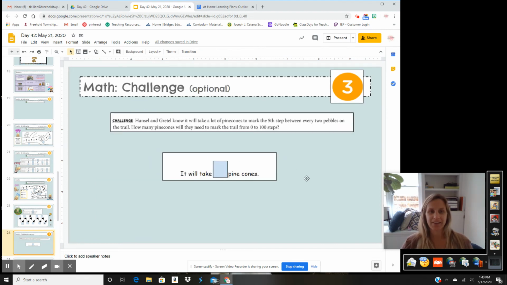And the last slide is a challenge. It says Hansel and Gretel know it will take a lot of pine cones to mark the 5th step between every 2 pebbles on the trail. How many pine cones will they need to mark the trail from 0 to 100? If you're up for the challenge, I suggest trying to draw it out or making some sort of chart so you can see your answers.